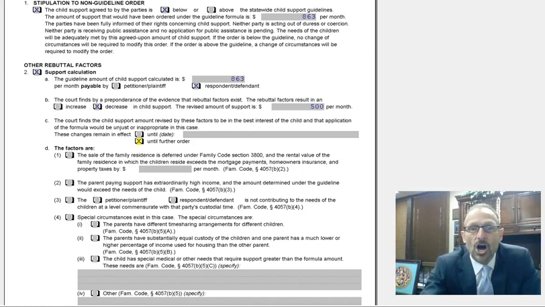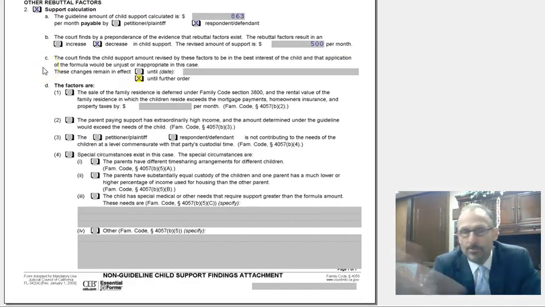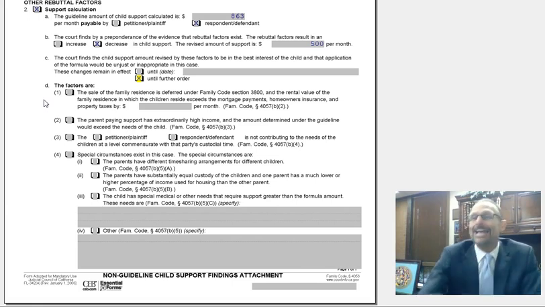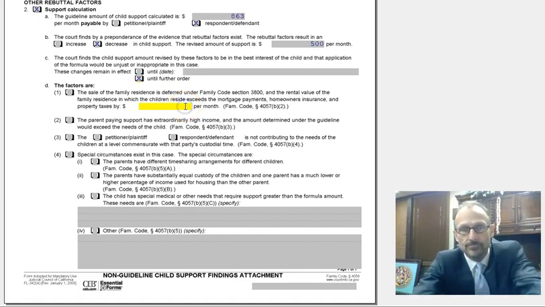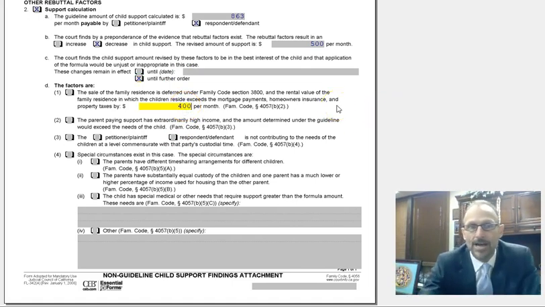The factors are, and you're going to need to mark a couple of these, or 1 or 2 or 5 of these, whatever it may be, depending upon if they are appropriate. D1 is the sale of the family residence is deferred under Family Code Section 3800, and the rental value of the family residence in which the children reside exceeds the mortgage payments, homeowners insurance, and property taxes by, and if it exceeds it by, say, $400, then put $400 in there. Whatever it may be, if that applies. Let's act as though that is not our factor.